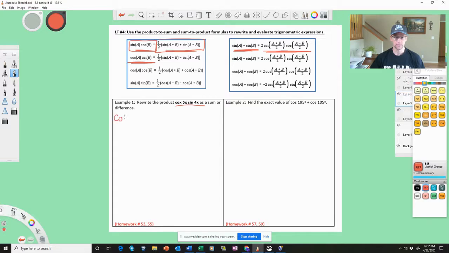So we're going to say that the cosine of 5x times the sine of 4x is going to equal all of that. I'm going to write on the next line so I don't go over there. It's going to equal 1/2 times the sine of A plus B. Now, angle A is this one, angle B is this one. In my case, it's going to be 4x plus 5x. Sine of these together.